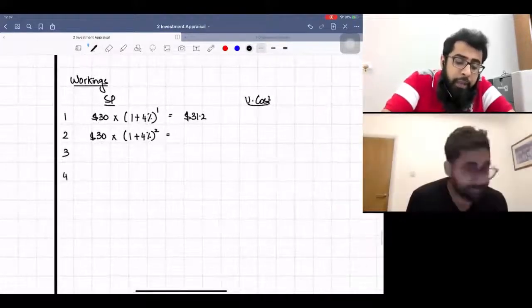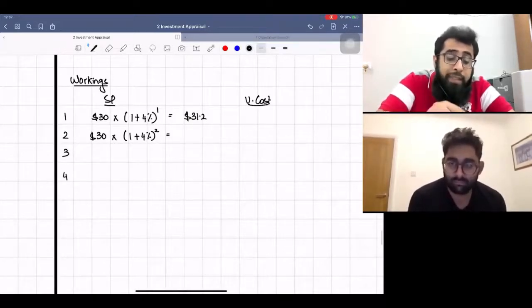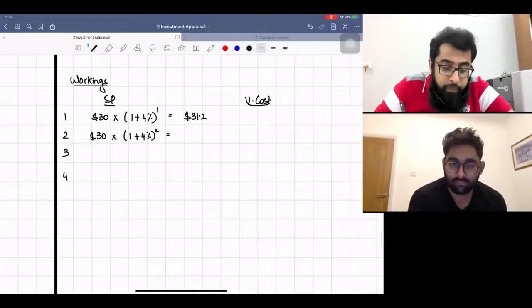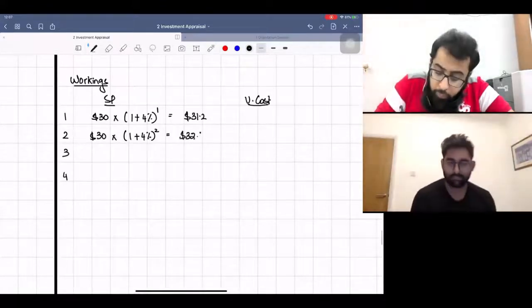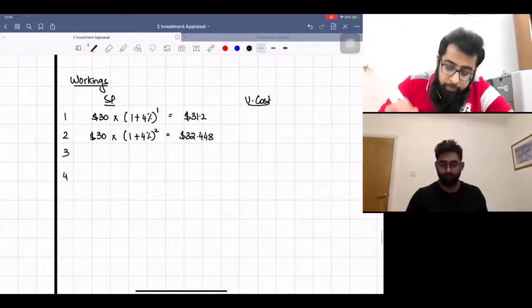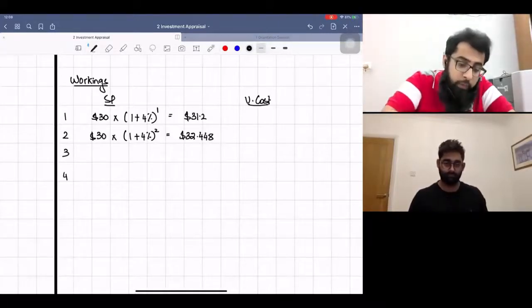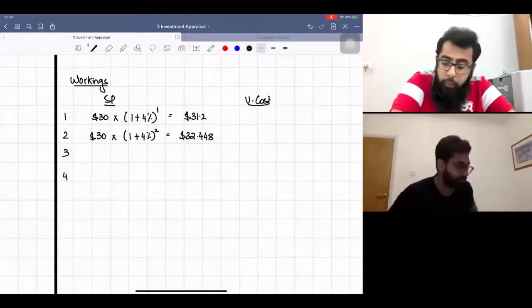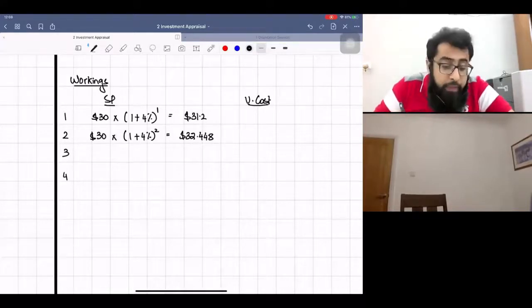In case of selling price, if you wouldn't have used the concept of power, it would also work, because the selling price was $30 for each year. 30 into 1.04 power 1 was 31.2. Power 2, 32.4. Power 3, 33.7.